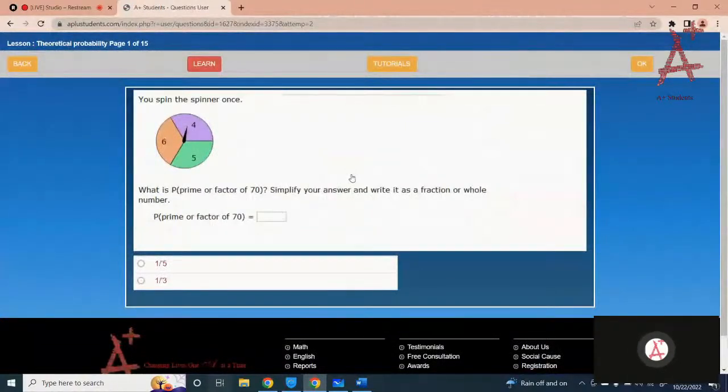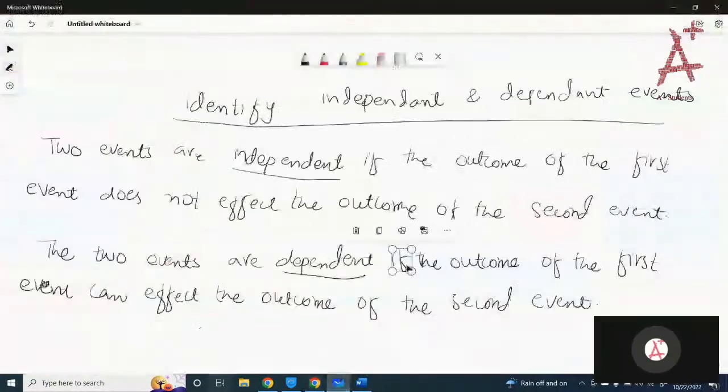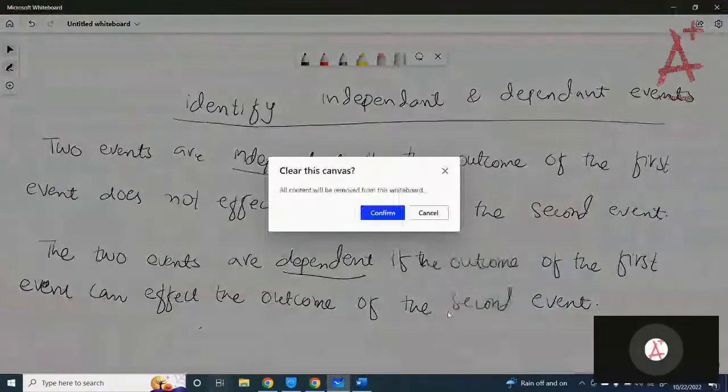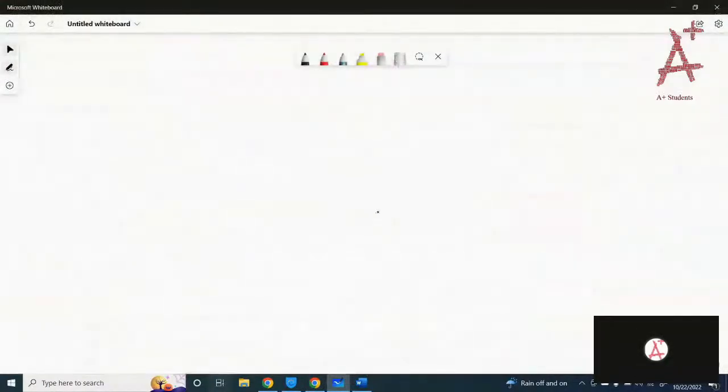You spin the spinner once. What is the probability of prime or factor of 70? So you have three numbers mentioned on the spinner. They are 4, 5, and 6. So out of 4, 5, 6, which number is prime? 5 is a prime number. Got it? And which number is a factor of 70? Just 5 is the factor of 70. Got it?